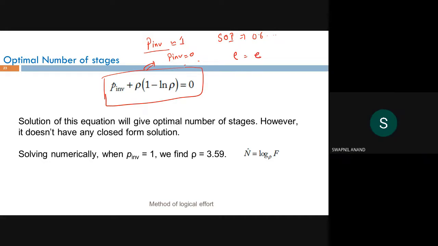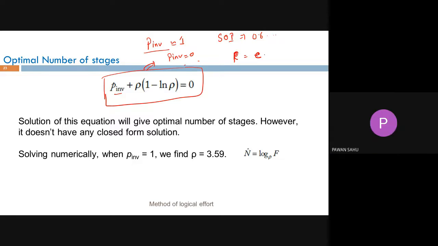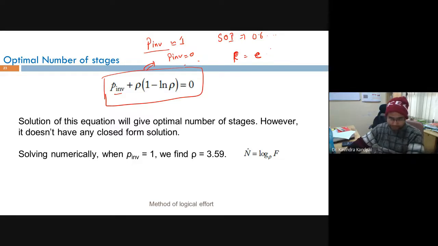Rho will be e, 2.73. Because if P inverter is 0, then to make the solution of 1 minus ln rho equal to 0, rho should be e. Yes or no? Yes, sir. But this is not true.